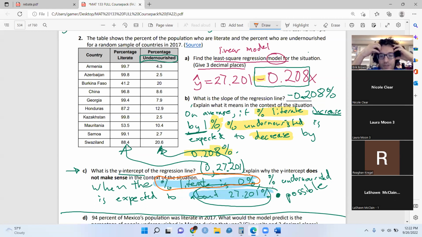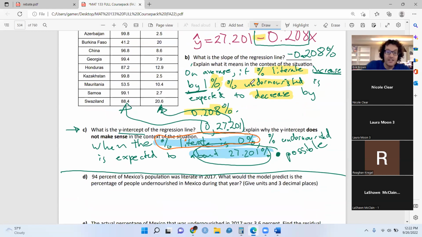And then there are places in Brazil, whatever. There are groups of people that aren't literate, but in terms of a country that has a government, this is not possible, right? How else are you going to have courtrooms, and how else do you record things? So this is why it doesn't make sense. Our answer for C is 0% literate is not possible. You can't have a country without literacy, as far as we know.